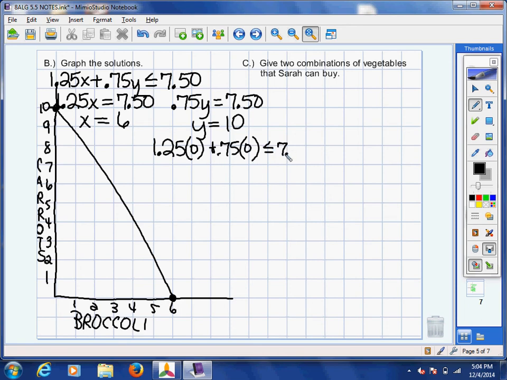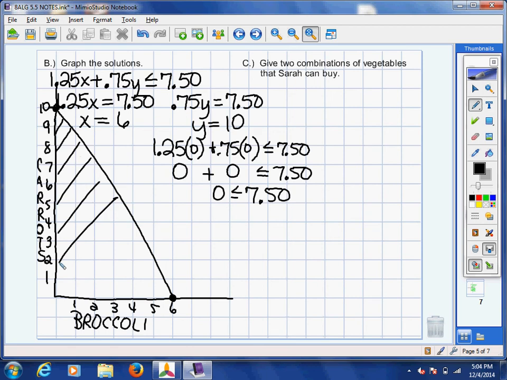So here's the question of the year, okay? $1.25 times 0, 0.75 cents times 0, still 0. Is that less than $7.50? Yes, it is. It's true. So I need to shade the left side of my line, okay? So here's my shading right here. Awesome. That looks great. Beautiful job.